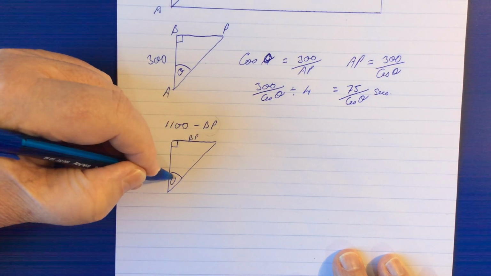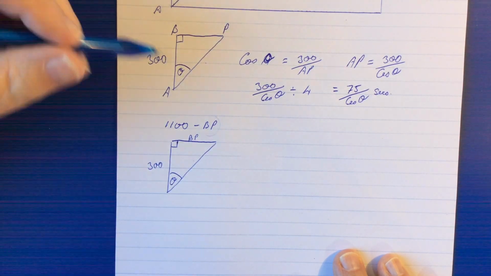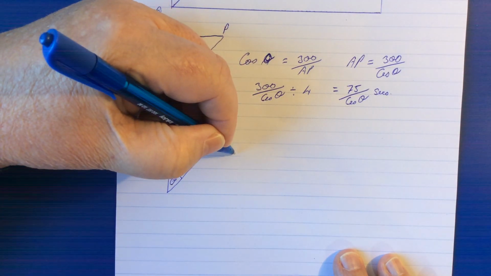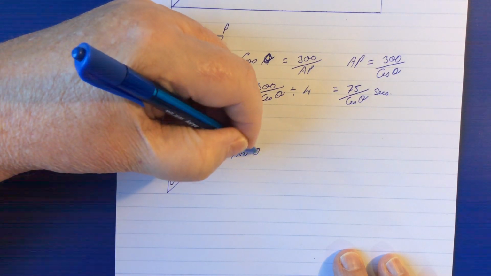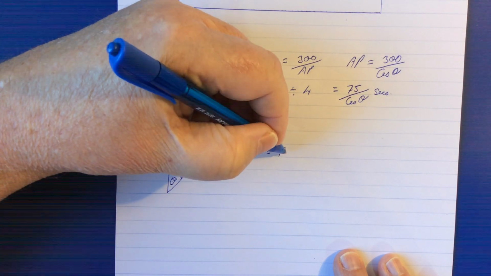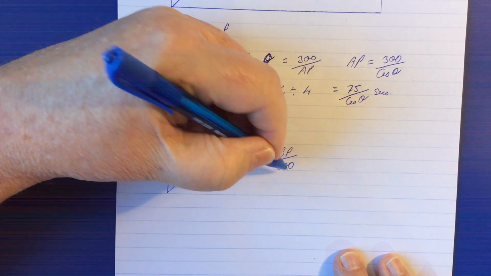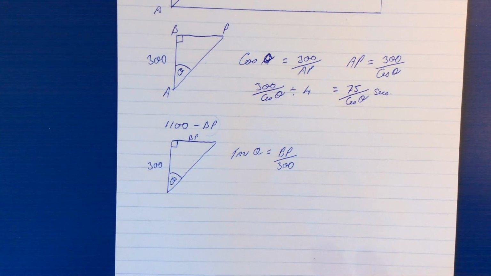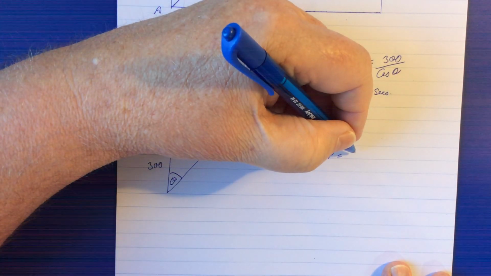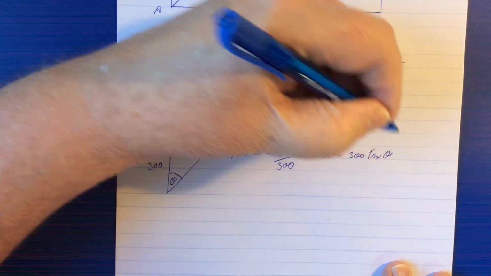This is theta, and this we know to be 300. So opposite over adjacent gives us the tangent of that. So the tangent of theta is equal to the opposite, BP, over 300. And a little bit of rearranging. BP is equal to 300 times the tan of theta.